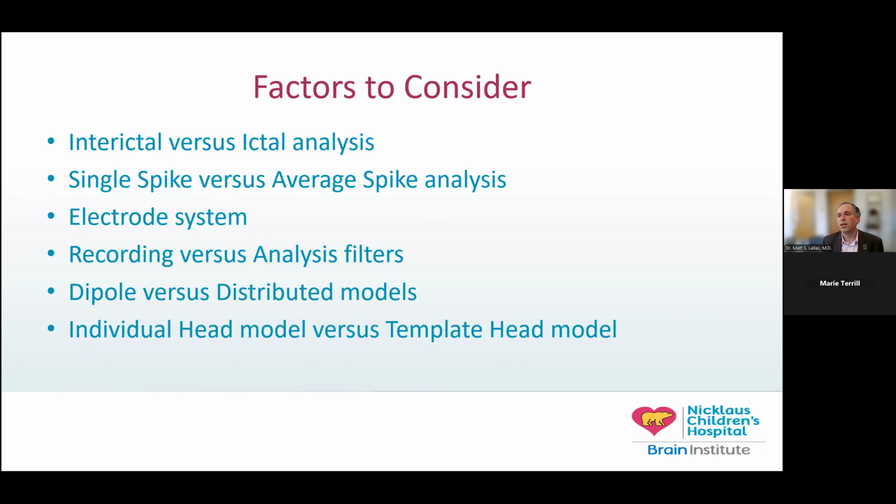So really understanding that we have to keep a lot of things in consideration here. Are we going to do ictal versus interictal, or do we need to do both? Are we doing single versus average spike analysis? What are our analysis filters, and do they need to be adapted patient by patient? Do we use the individual head model versus, for one reason or another, this patient, we can't utilize that?